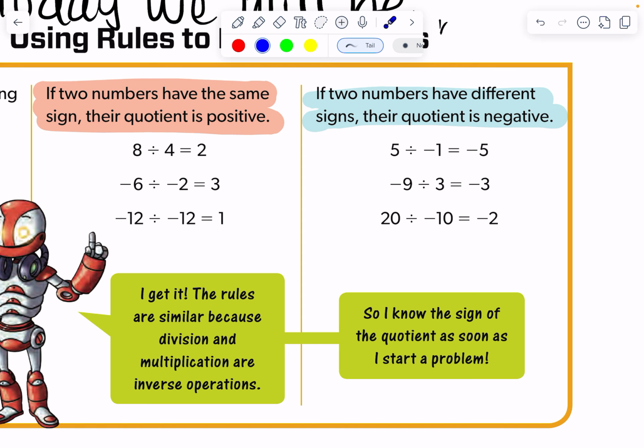So 5 has a positive sign, 1 has a negative sign. Different signs will result in a negative quotient. Doesn't matter the order, whether the negative comes before the positive. Like in this example, your sign is always going to be negative, okay?